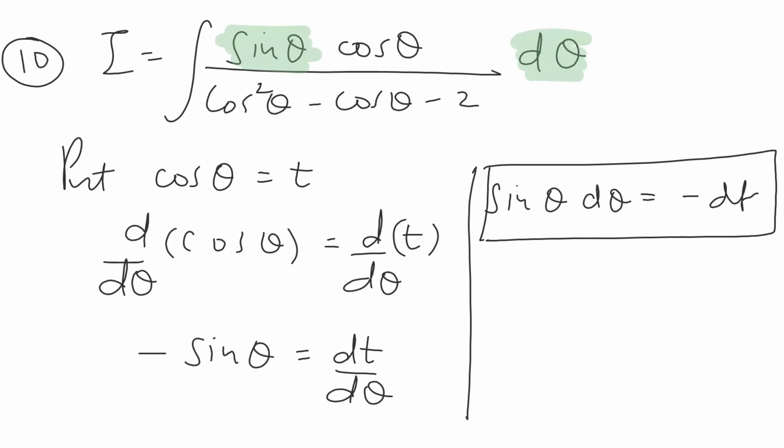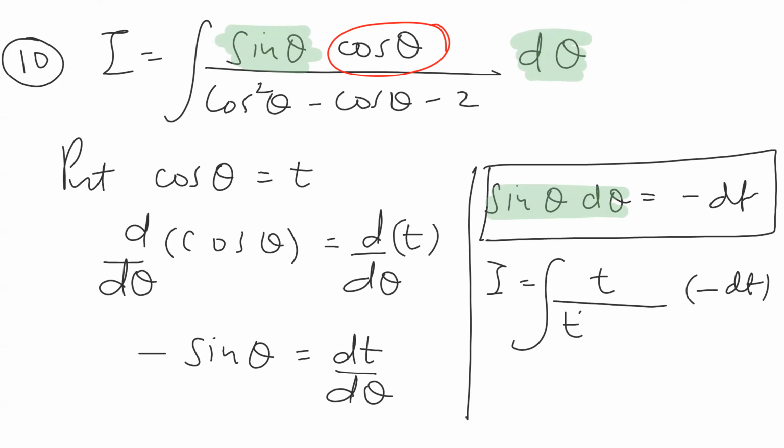So here integration of sine theta d theta is minus dt. Now cos theta is t everywhere. So t upon t square minus t minus 2. Just copy this. In the first step, I have applied the method of substitution.